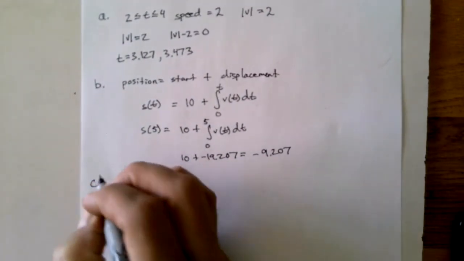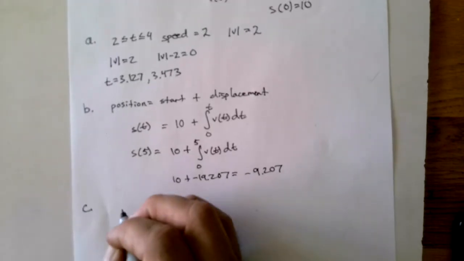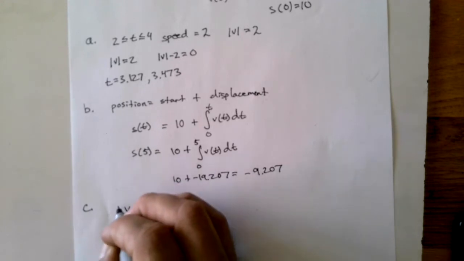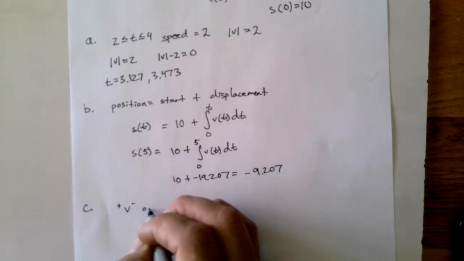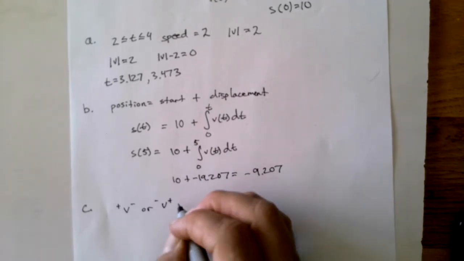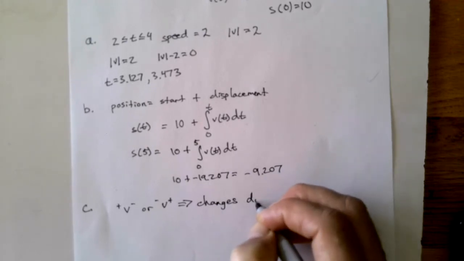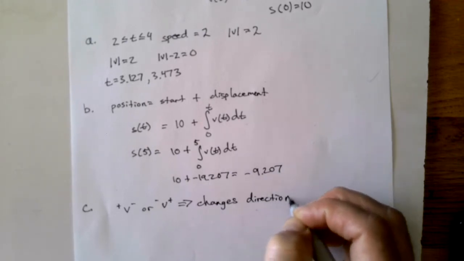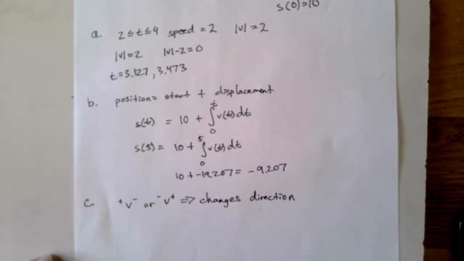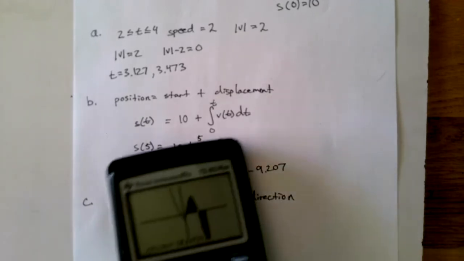We move on to example C here. It says find all times in the interval at which the particle changes direction. Where velocity changes from positive to negative or velocity changes from negative to positive, that's where it changes direction. Again, all this work is stuff that the AP exam really likes to see. And you can check out the answer key to see exactly what they put. But that's what we're looking for.